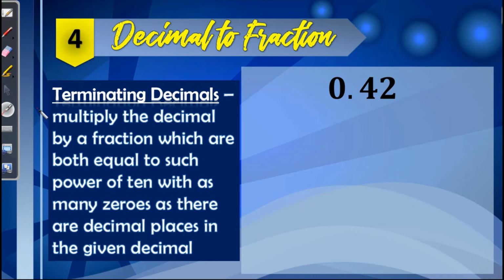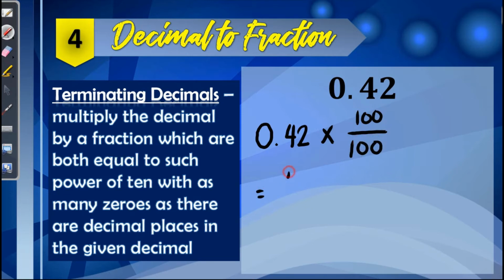Fourth conversion rule, we have decimal to fraction. In converting this, we have to take note of the two types of decimals: the terminating decimals and the non-terminating decimals. For terminating, we multiply the decimal by a fraction whose numerator and denominator are both equal to such power of 10 with as many zeros as there are decimal places in the given decimal. Looking at our example, we have 42 hundredths. As we can see, we have 2 decimal places. So we have to multiply 42 hundredths by 100 over 100. So we have 0.42 times 100 over 100.